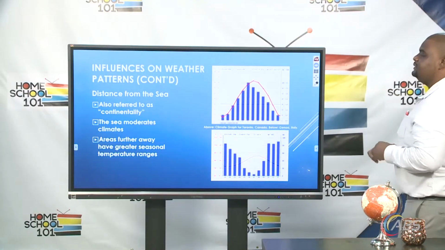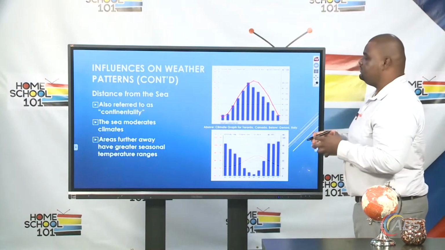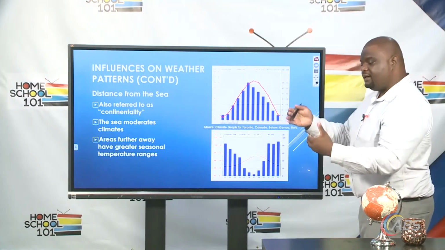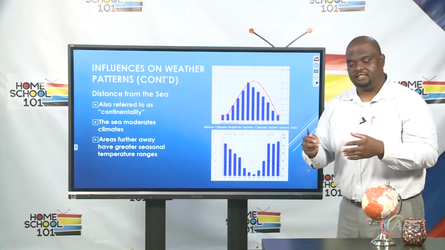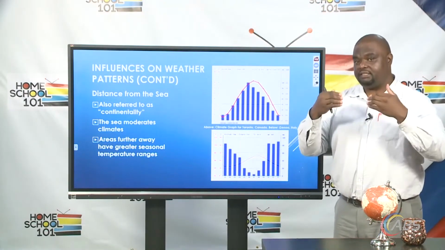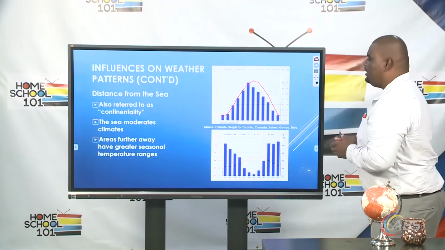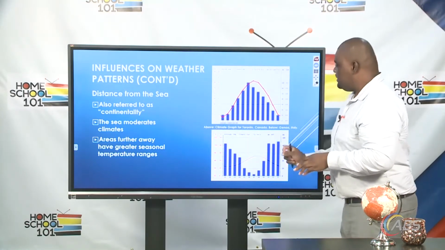So, distance from the sea. Another term for this is continentality. In this case, areas that are closer to the sea are moderated by the effects of the sea. Now, one thing about water in general is that it takes longer to heat up, but it retains the temperature better. All right, so let's look at these two climate graphs.